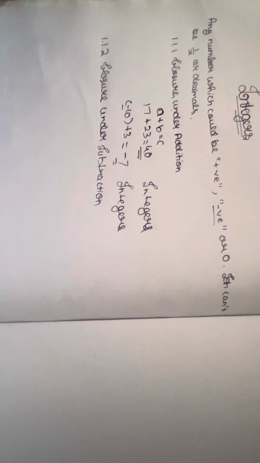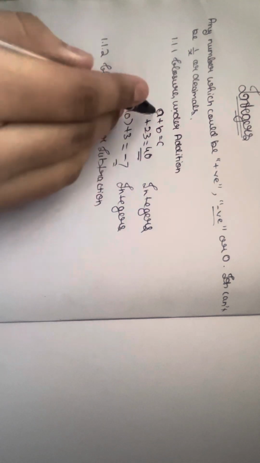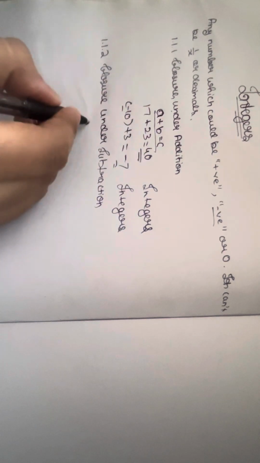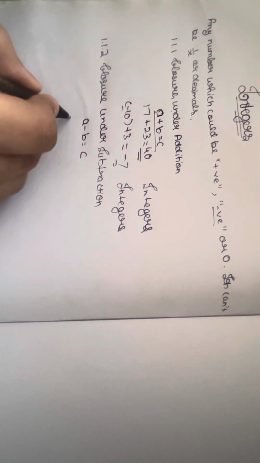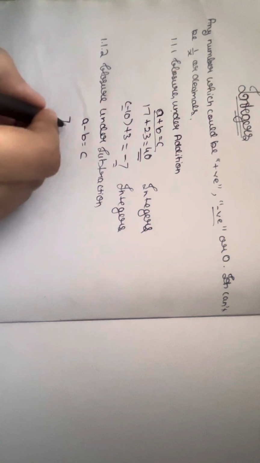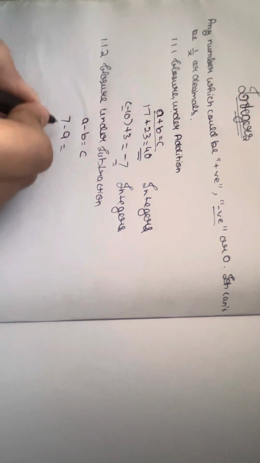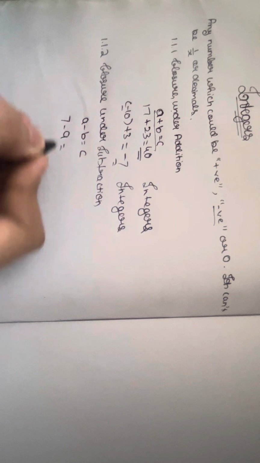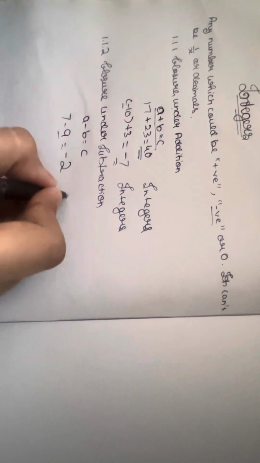Talking about closure under subtraction, it is somewhat similar to closure under addition. Here, in place of a plus b, we have a minus b equals c. Wherein the same fundamental applies. By taking an example, 7 minus 9, the answer would have the greater number's sign. So here 9 is greater, so minus 2, which is again an integer.